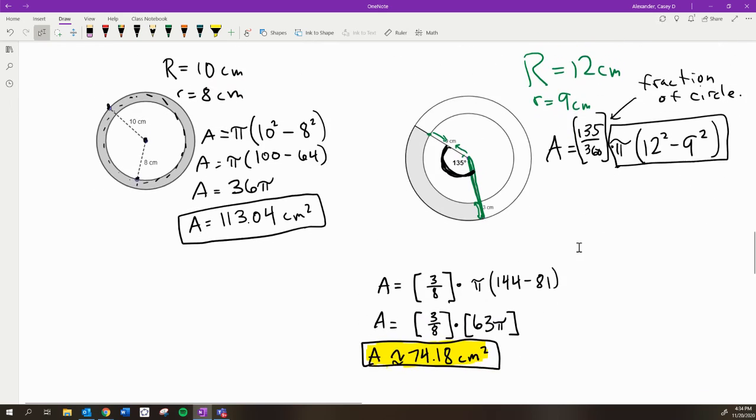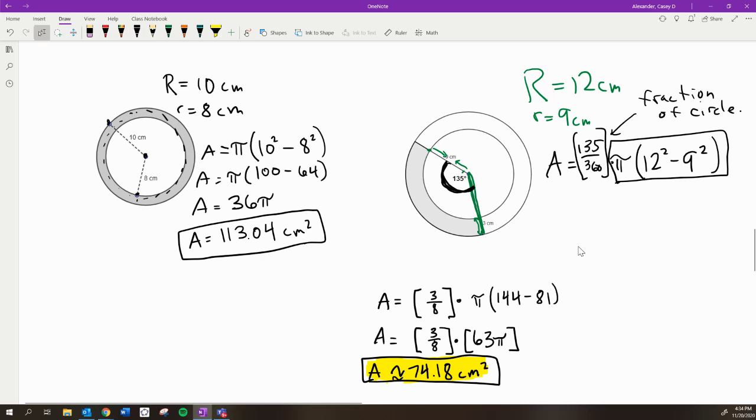And so the part that I didn't erase down here, I reduced 135 over 360. That reduces to 3/8. And then, of course, 12 to the second power is 144, and 9 to the second power is 81. So 144 take away 81 is 63 times pi, 63 pi. That's this part. And then if you just use your calculator and do 3/8 times 63 times pi, you get that number.